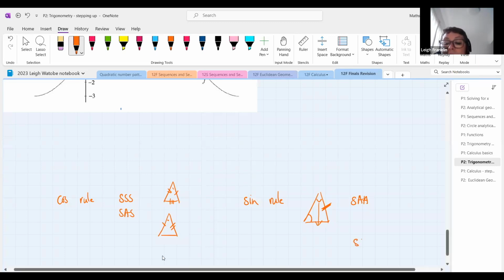Or if you've got side, side, angle, and this angle is not the included angle, then you would use the sine rule. So if I've got that side there and that side there, but I've got this angle over here, then I'm going to use the sine rule to calculate that angle.